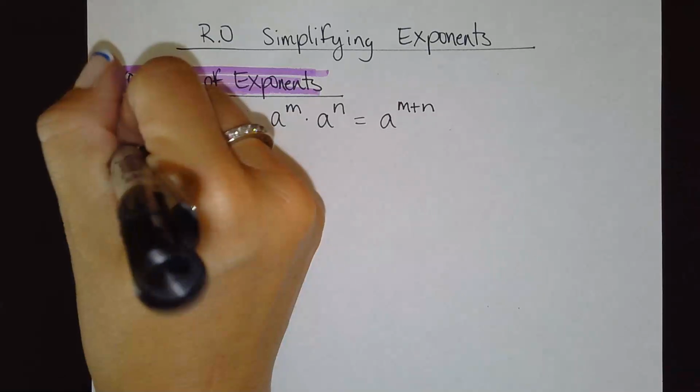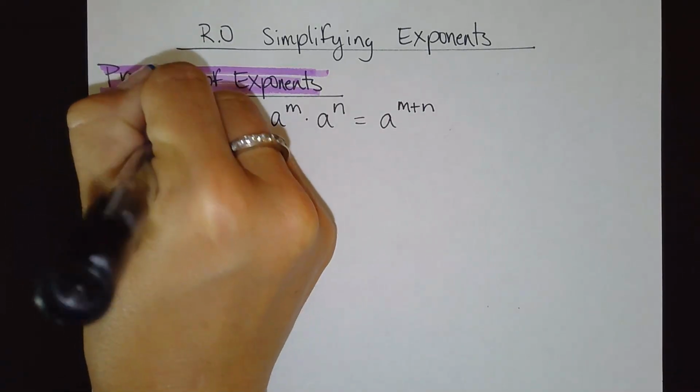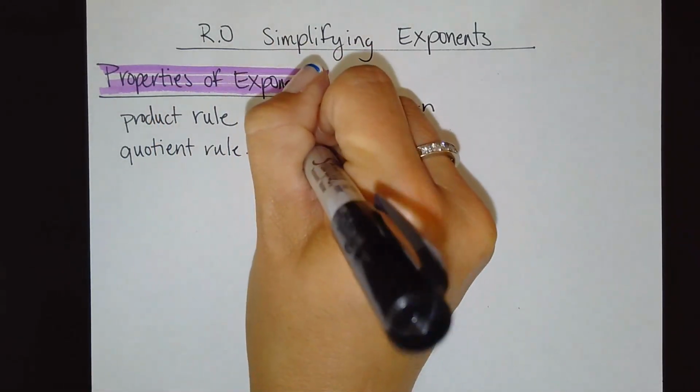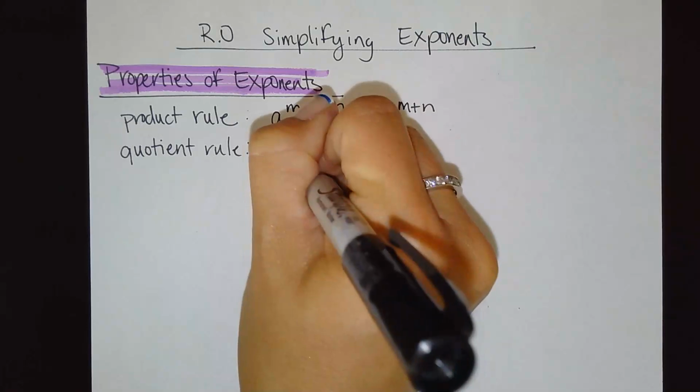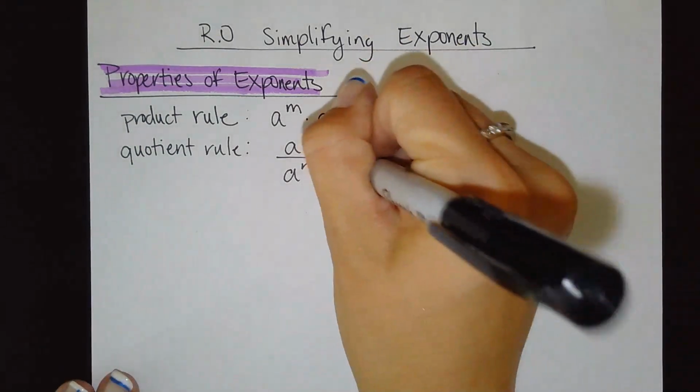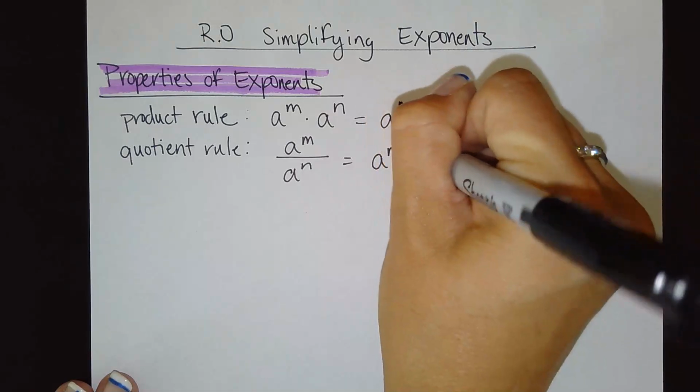So then we have the quotient rule. So that's going to be like a to the m divided by a to the n. Okay, again, we have the same base. So we have this base of a. We have to deal with the exponents. When you're dividing, what do you do? Subtraction. Very good, subtraction. So this would give us a to the m minus n.